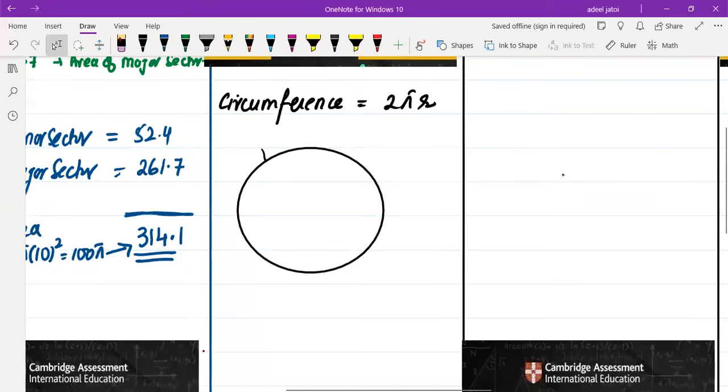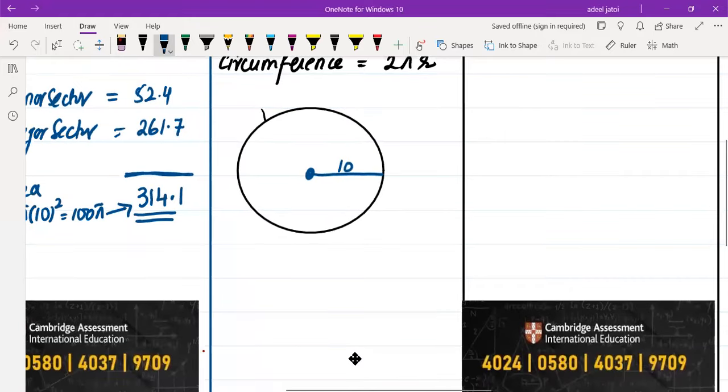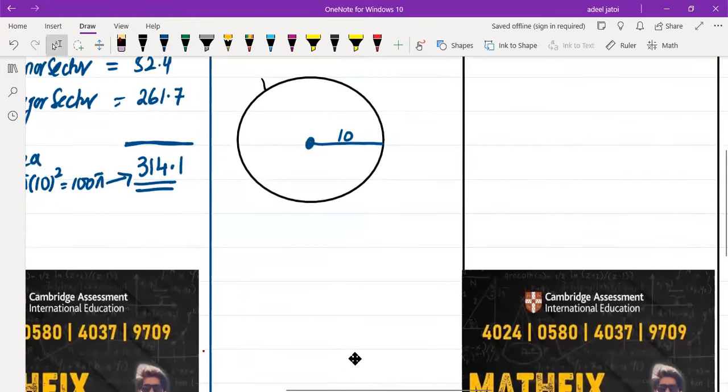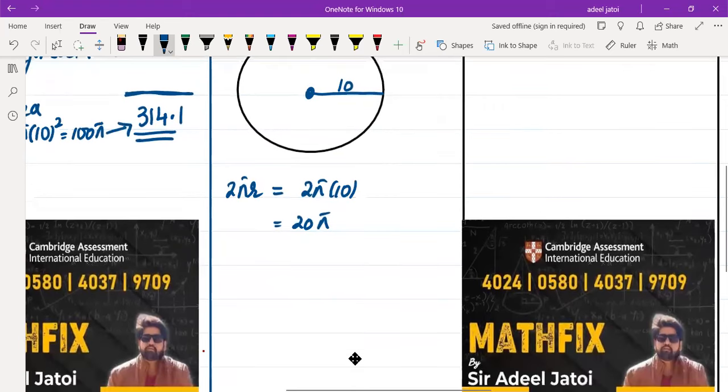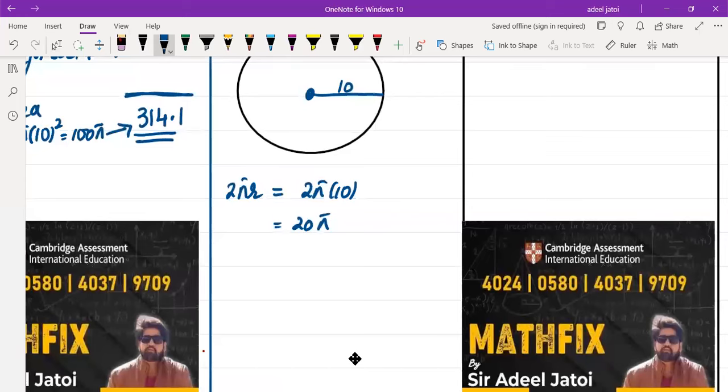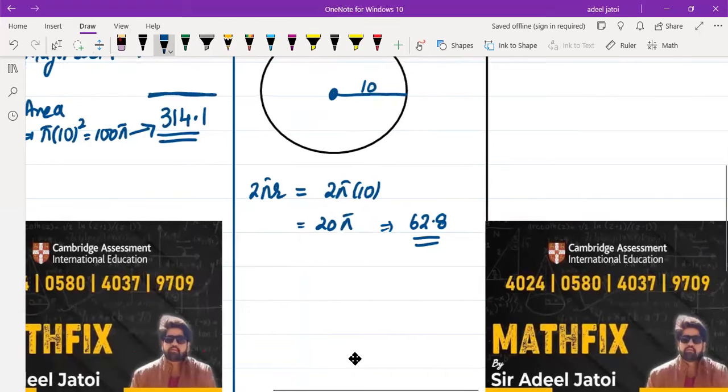So if we have been given a circle with the radius of 10, then when we want to find the circumference, it does not need the angle. So this is 2 pi 10, which is 20 pi. So if I want to express the circumference, the answer would be 20 pi. Or when we solve this, 20 multiplied by pi will be 62.8. So this will be your perimeter. We actually calculated this in advance.